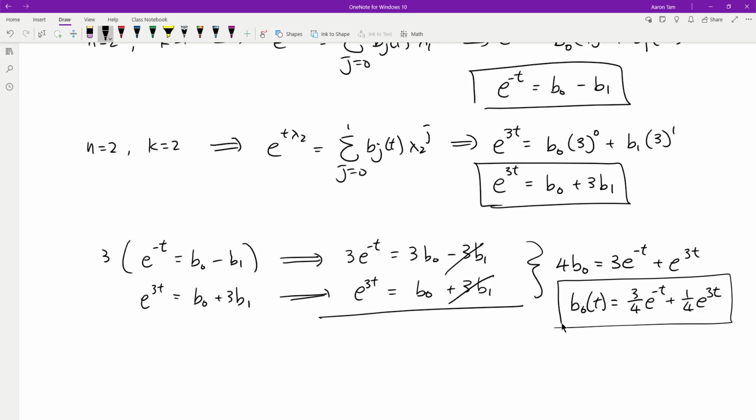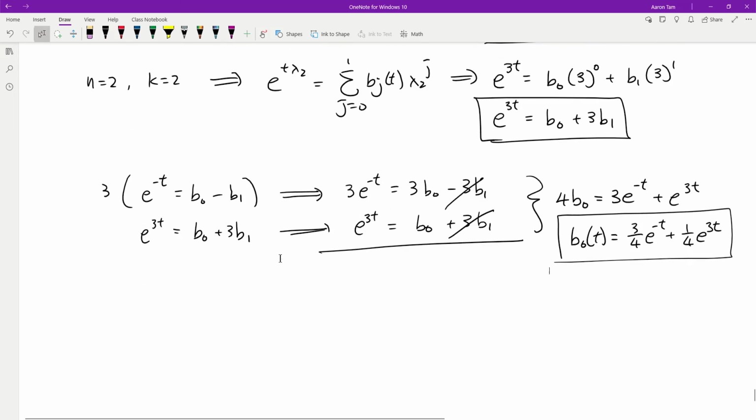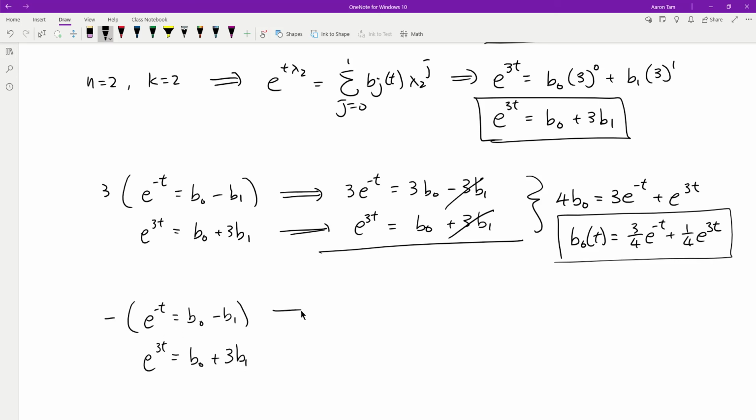Now I'm going to do the same thing to find b sub 1. So I'm going to once again start with these two equations. I could easily plug in b sub 0 and use one of these equations to solve for it, but I'm going to actually do something simple. I'm just going to multiply the top equation by negative 1. And I have negative e to negative t equal to negative b sub 0 plus b sub 1. Bottom equation stays the same.